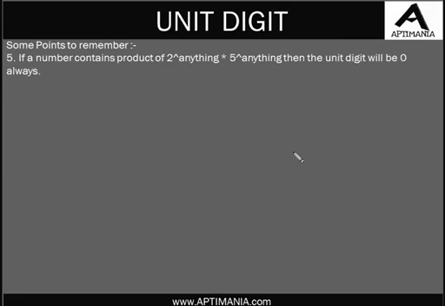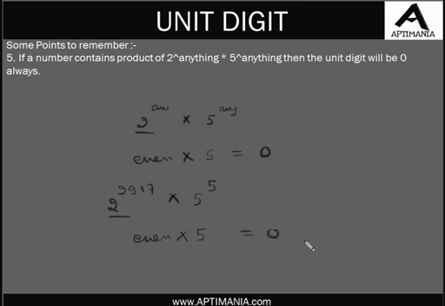Now the next point is, suppose in any number we have 2 raised to the power of anything times 5 raised to the power of anything. Since 2 raised to any power will be even, and any even number times 5 will end in 0, the answer to this question is always 0, no matter what the calculation is. Let's say the number is 2 raised to the power 2917 times 5 raised to the power 5, right? This will end in an even digit, and any power of 5 will end in 5 only, so some even number times 5 will always give us 0, right?